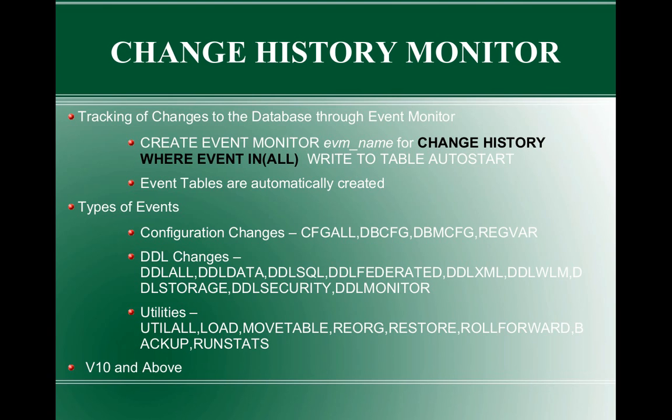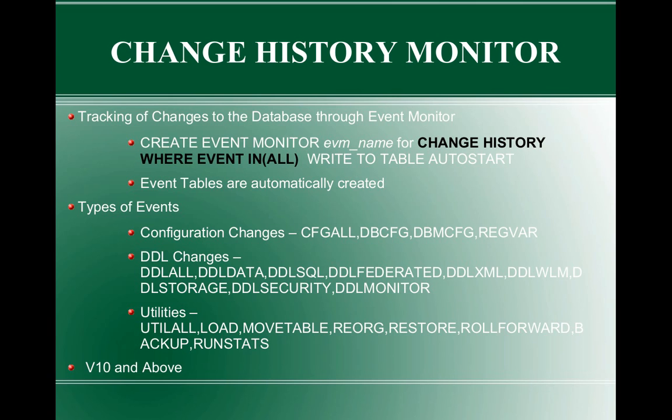The types of events that it is going to capture are configuration changes, DDL changes, and utilities. And all the event related tables are automatically created, so we need not create them explicitly. Apart from these three types of events, there are also a couple of other events. For a transaction, when a transaction commits or rolls back, that is also considered an event. And when an event monitor is getting started, that is also considered an event. Those I am not discussing in detail, but these three we'll look at in detail: configuration changes, DDL changes, and utilities.